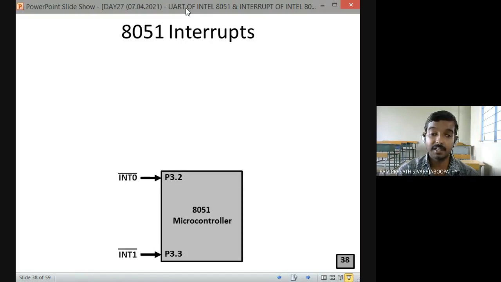8051 la 2 interrupt irukku, external interrupt. Yes, INT 0 bar, then INT 1 bar. Very good. Okay. What are all the internally generated interrupts? Can you people type it in the chat?